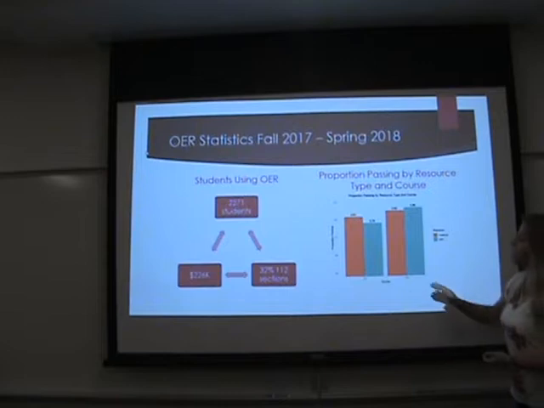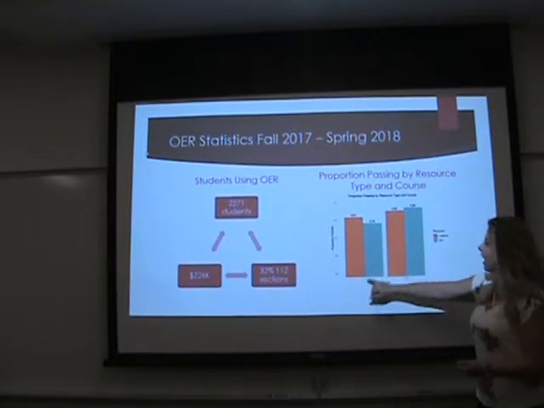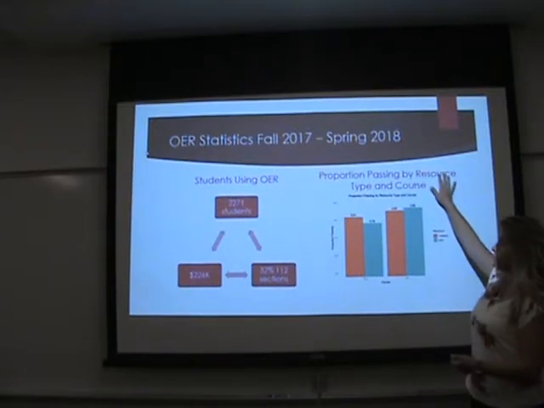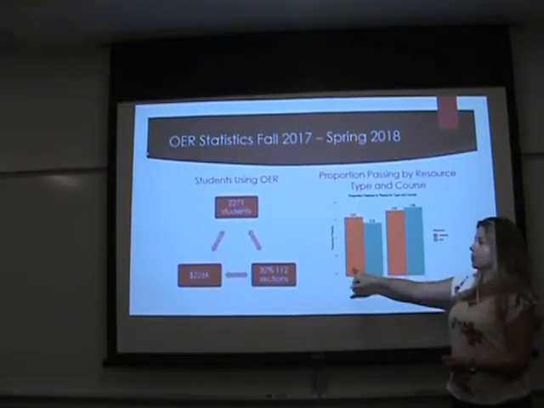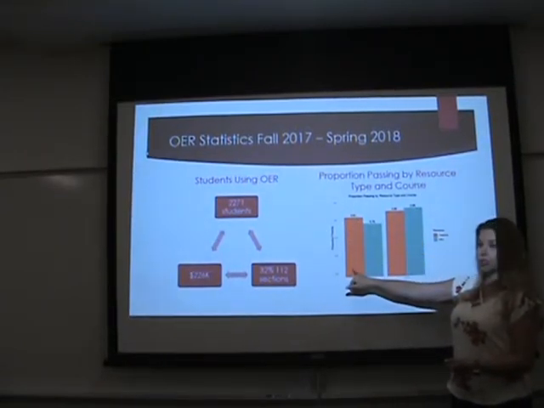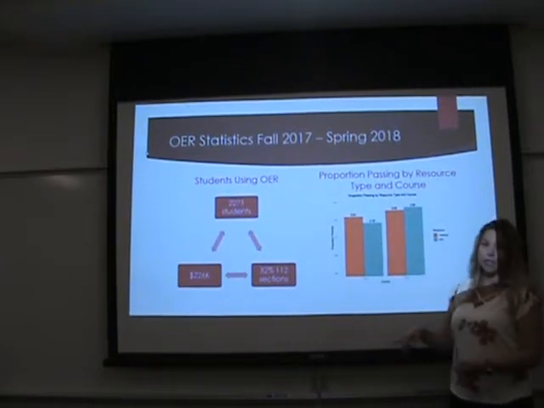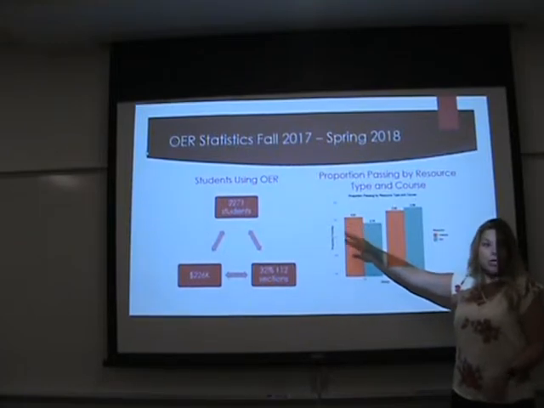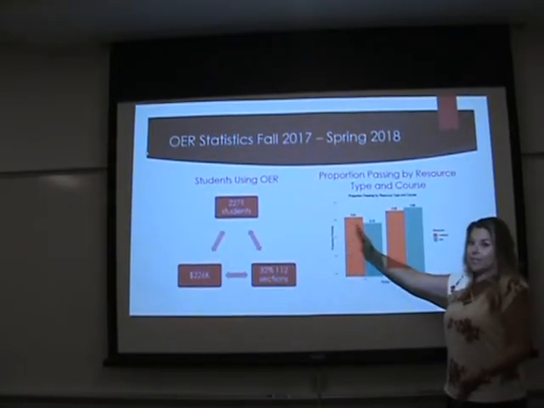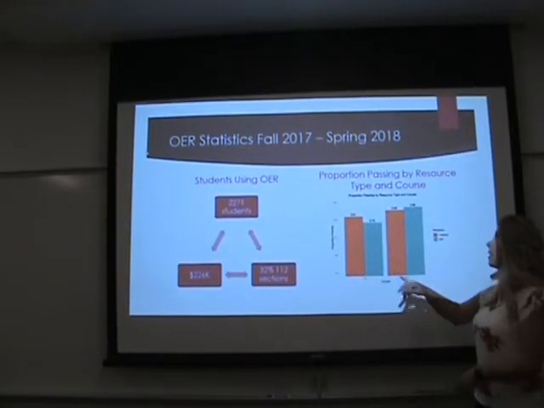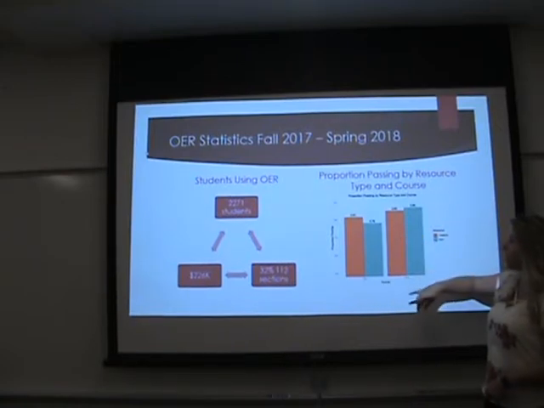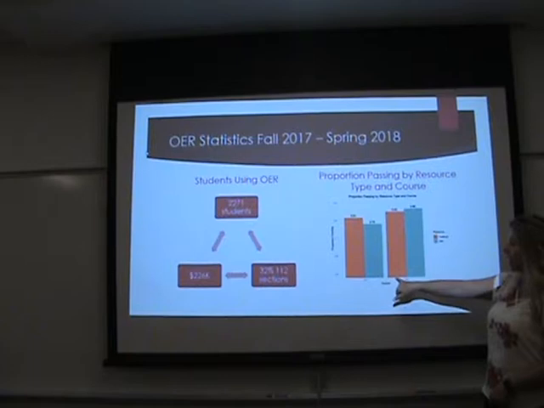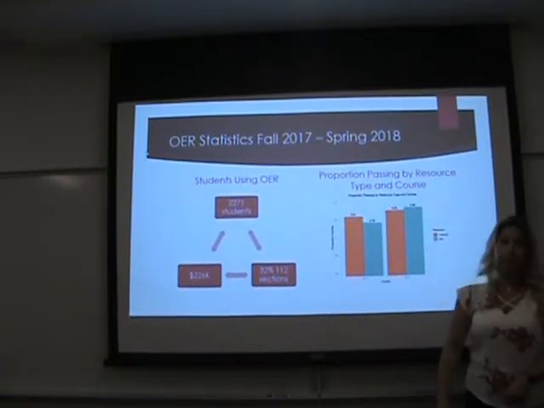So what we learned is, the orange is the traditional cost and the blue is our OER. And this is the proportion passing by resource. So 81% of students with the traditional textbook passed, and 70.78% passed with the OER. This is considered non-significant, is what we're being told by Opie. So we didn't statistically harm them. It was a little bit vice versa for 1102. 0.85 succeeded with the traditional and 0.86 with the OER.